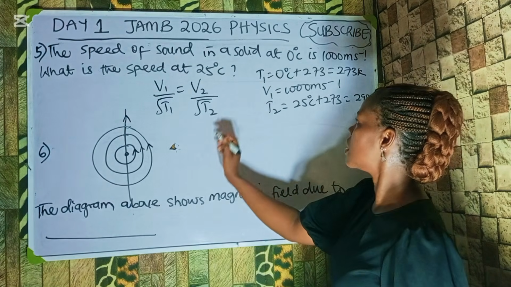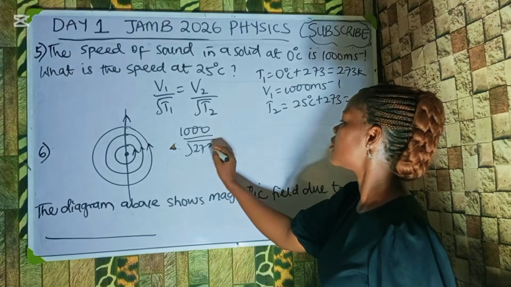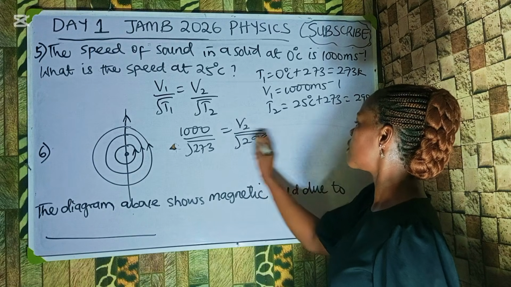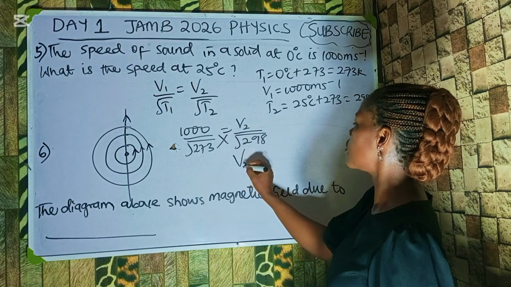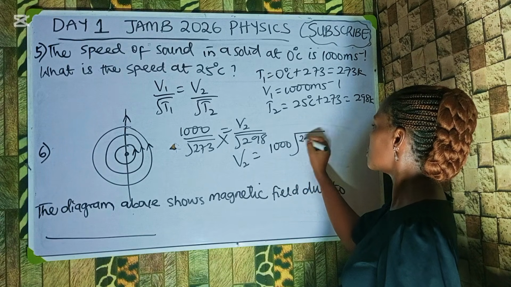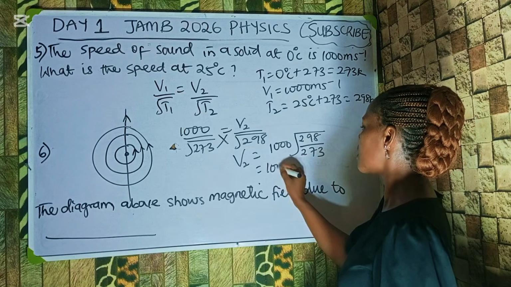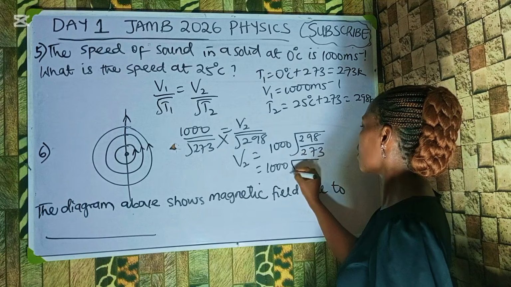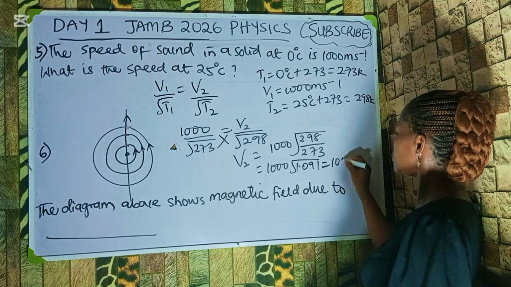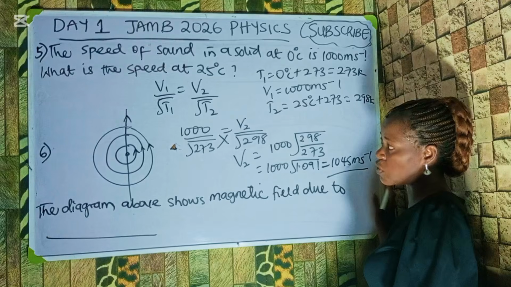Let's solve. V1 is 1000 over root of 273 equals V2 over root of 298. Cross multiply: V2 equals 1000 times root of 298 divided by 273. That is 1000 times root of 1.091, which gives 1045 meters per second. So this is the correct answer you are solving for in this question.